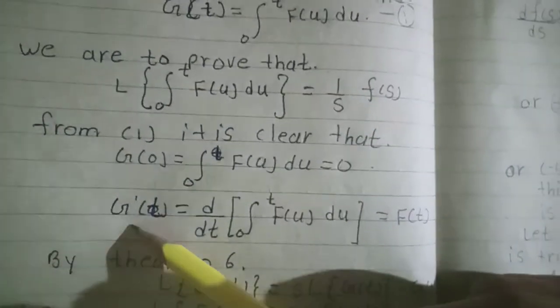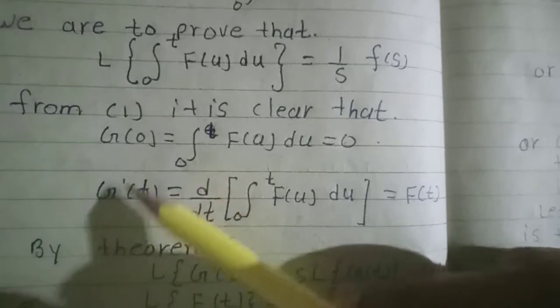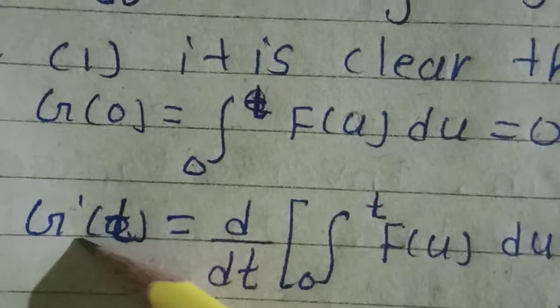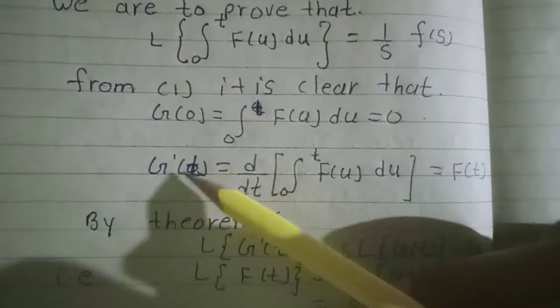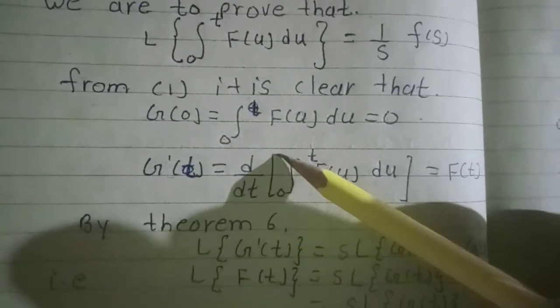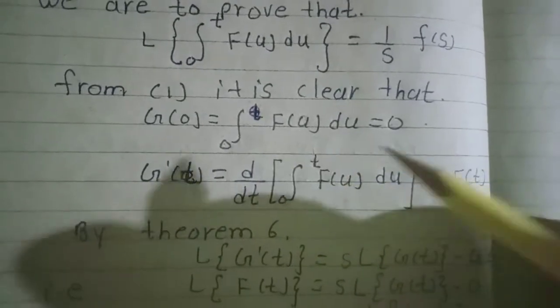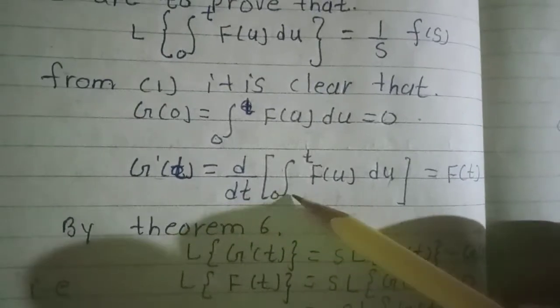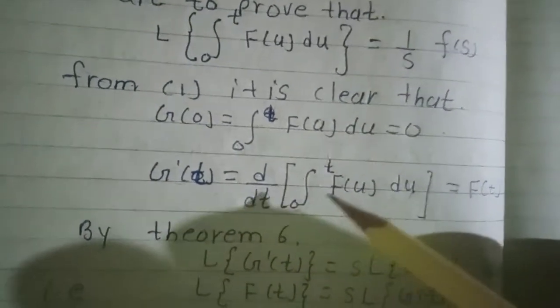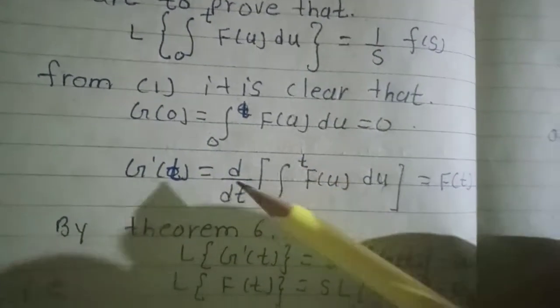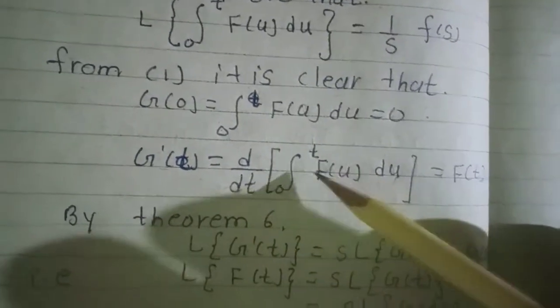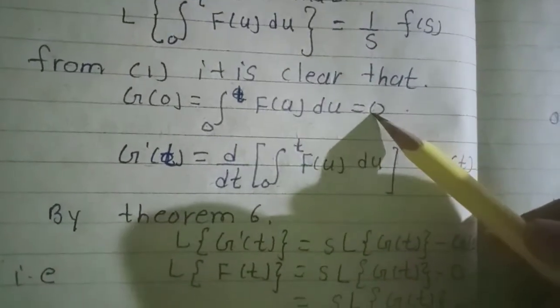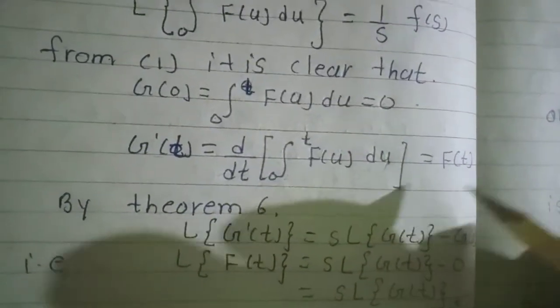Then g dash of t, g dash means derivative, d by dt of the integration from 0 to t of f of u du. But we know integration and derivative are opposite, so they cancel, and we put the limit. So what remains is f of t.